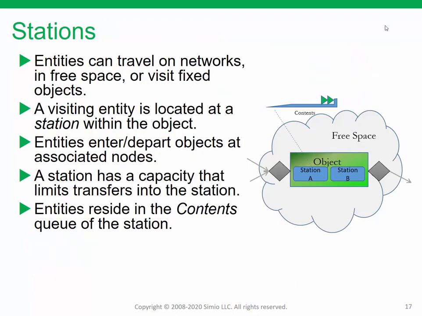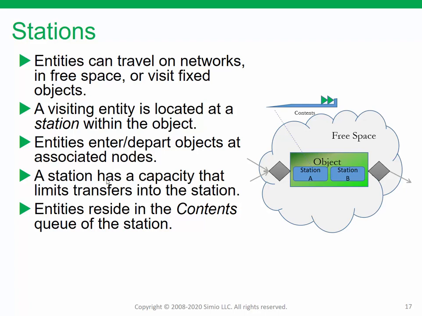And finally, for this video, we have the concept of a Simio station. In Simio, entities can either travel on networks, nodes, or paths. They can travel in free space, or they can visit fixed objects. And so when an entity visits a fixed object, it's located at a station within that object. Entities enter and depart objects at associated nodes. So we can see the associated nodes here. And this sort of generic object has the station A and station B.